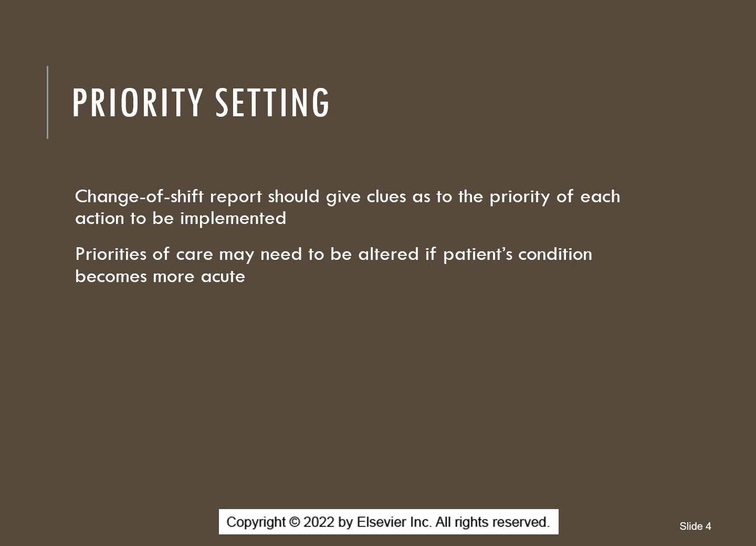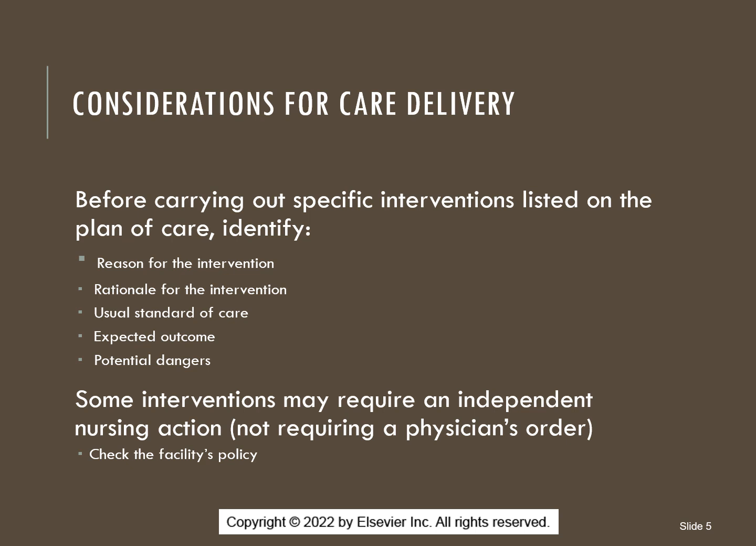If the patient's condition becomes more acute, your nursing care priorities will change. It takes practice to set priorities correctly for multiple patients. Before carrying out the specific interventions listed on the care plan, identify the reason for the intervention, the rationale for that intervention, the typical standard of care, expected outcome, and any potential dangers.